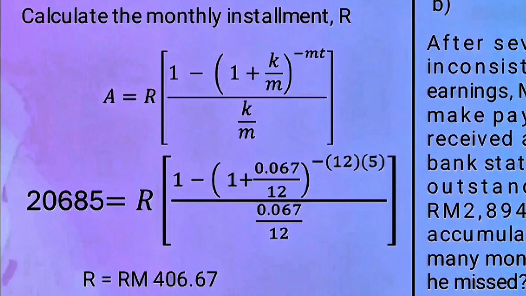So we will use the present value of an annuity formula to find R. The formula is A equal to R in bracket 1 minus in bracket 1 plus K over M close bracket to the power minus MT, divided by K over M close bracket. So we just put the amounts into this formula: 20,685 equal to R in bracket 1 minus in bracket 1 plus 0.067 over 12 close bracket to the power minus 12 times 5, divided by 0.067 over 12 close bracket. So the answer will be 406.67.